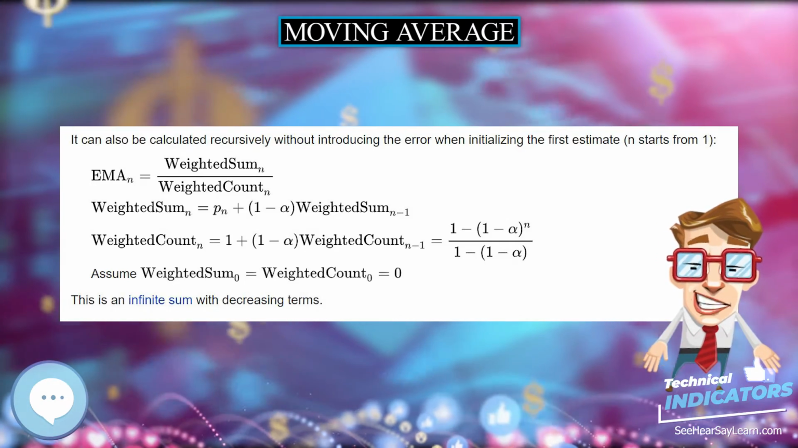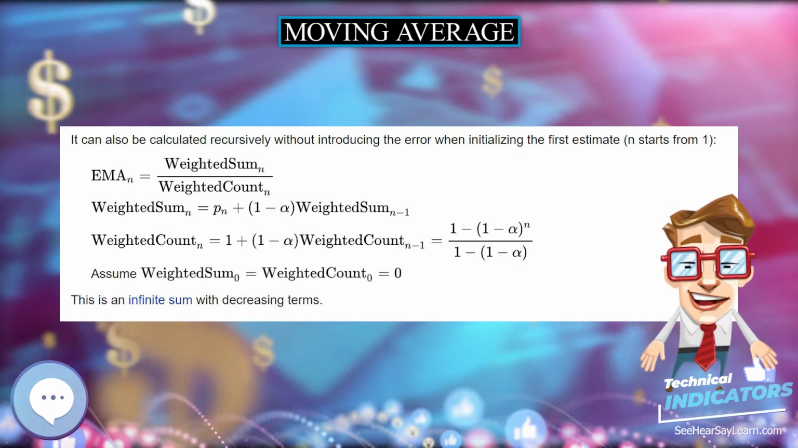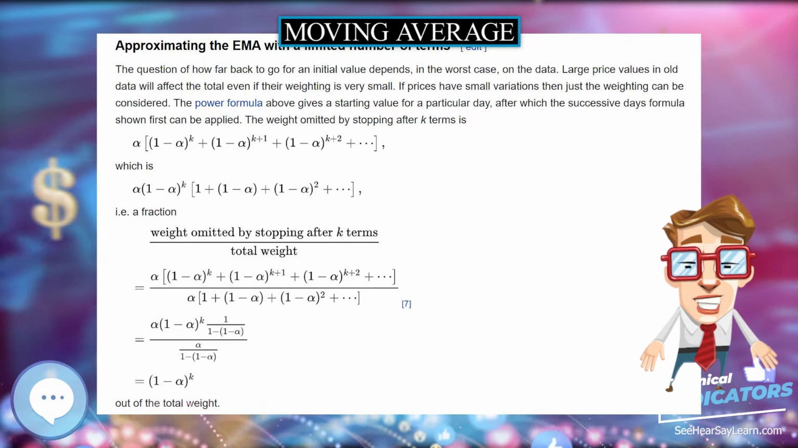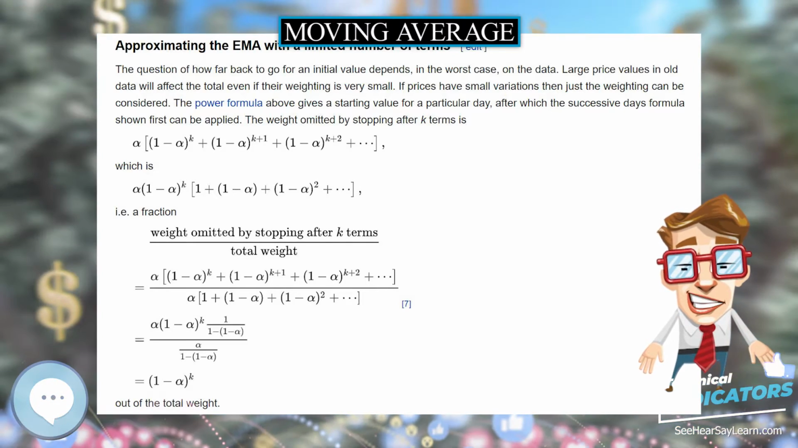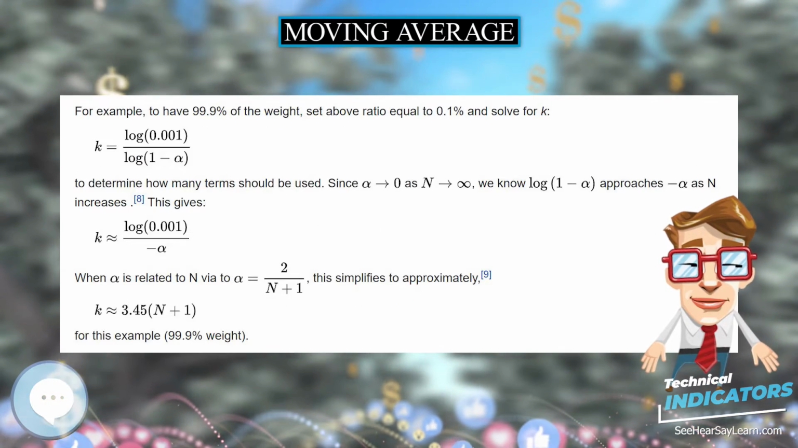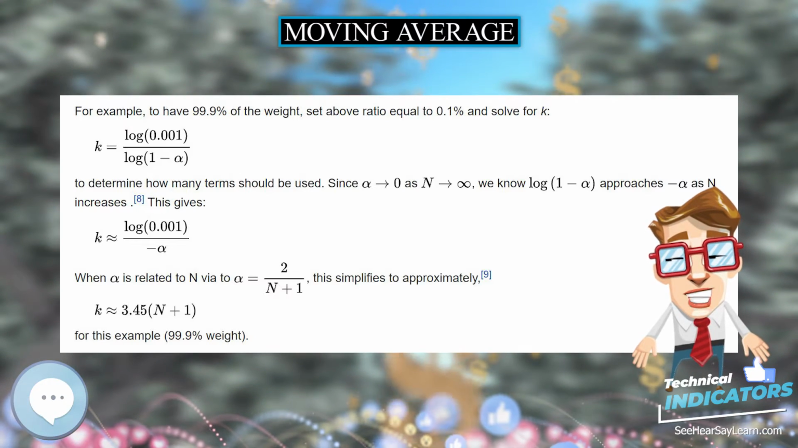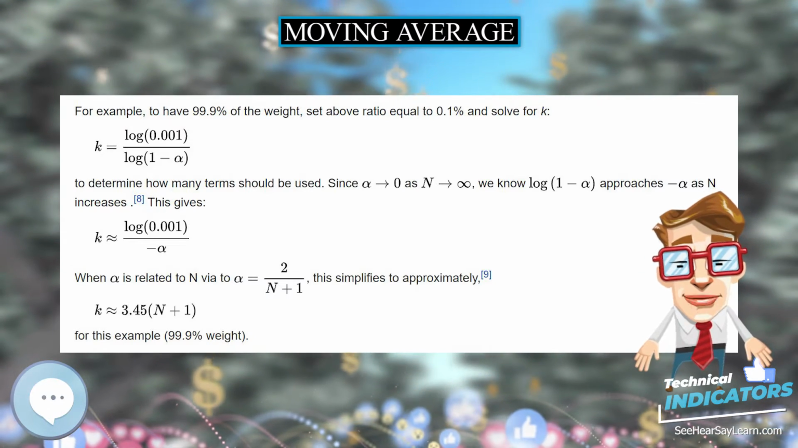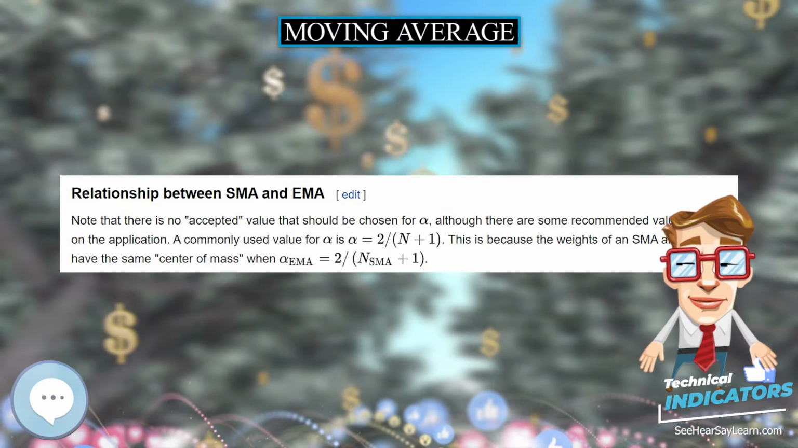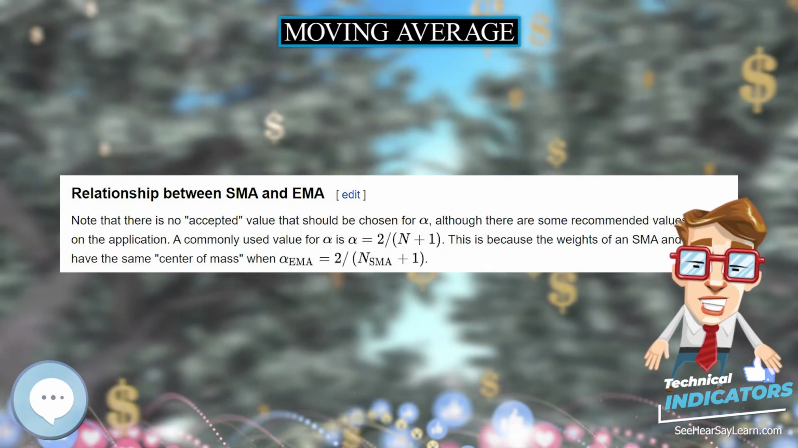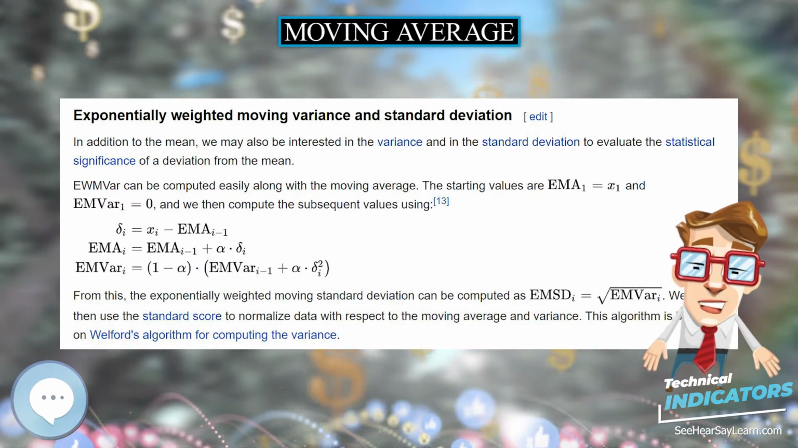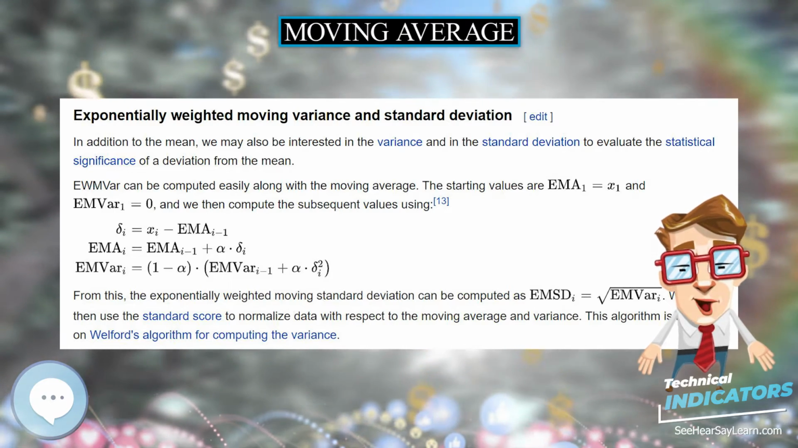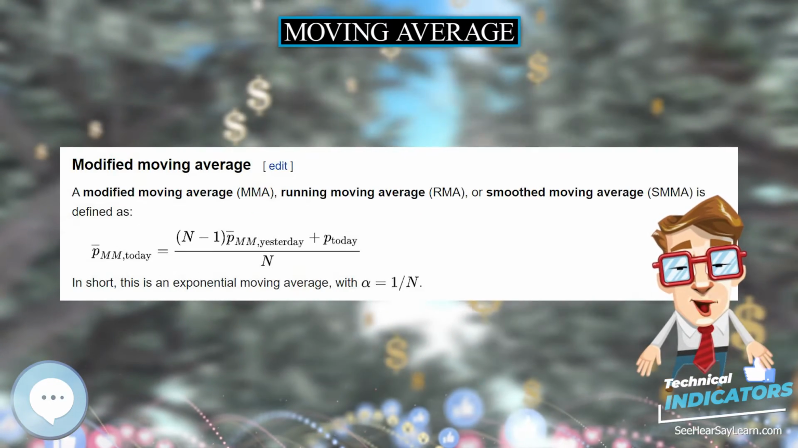Exponential moving average. An exponential moving average, EMA, also known as an exponentially weighted moving average, EWMA, is a first-order infinite impulse response filter that applies weighting factors which decrease exponentially. The weighting for each older datum decreases exponentially, never reaching 0. The graph at right shows an example of the weight decrease.